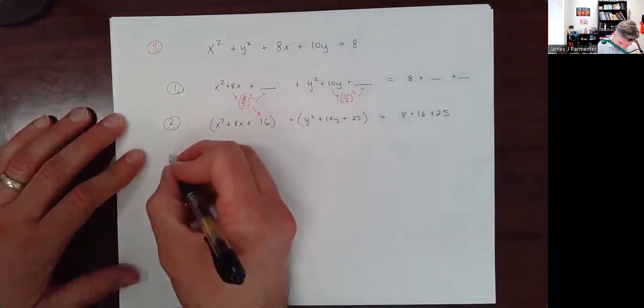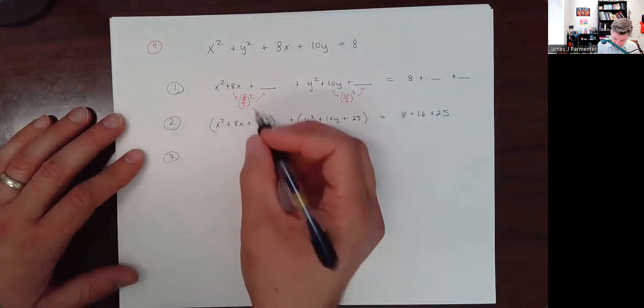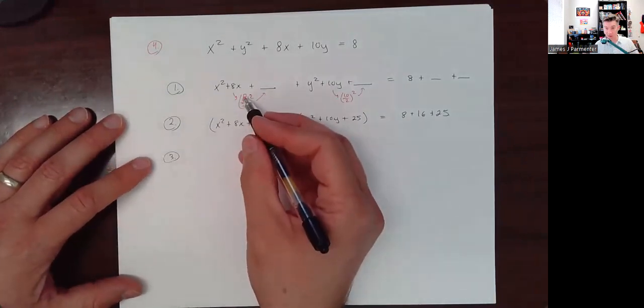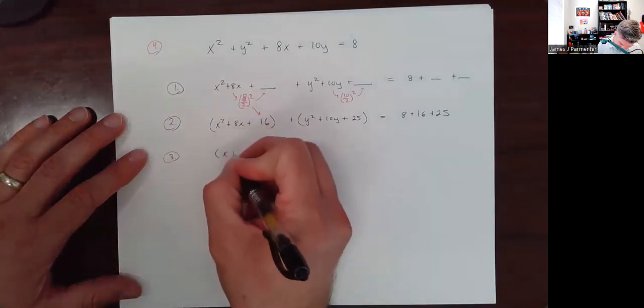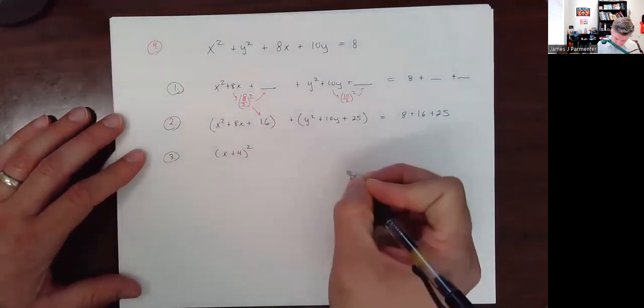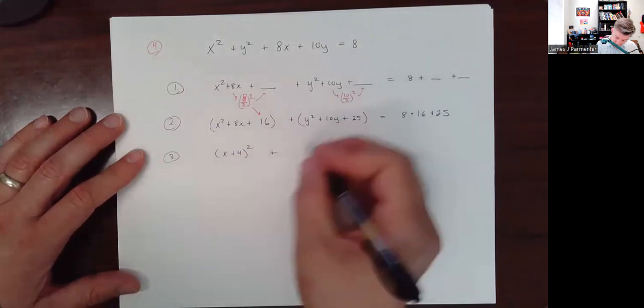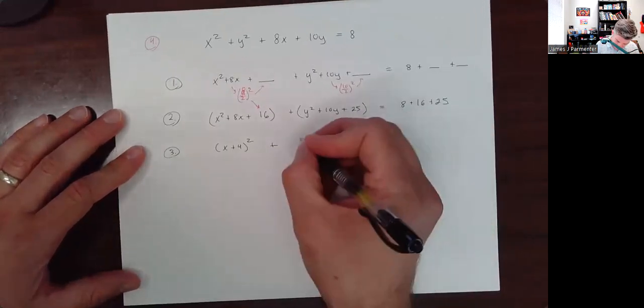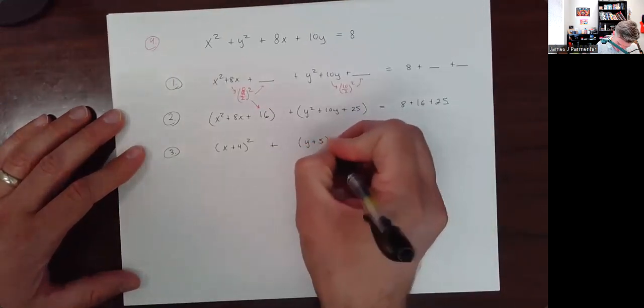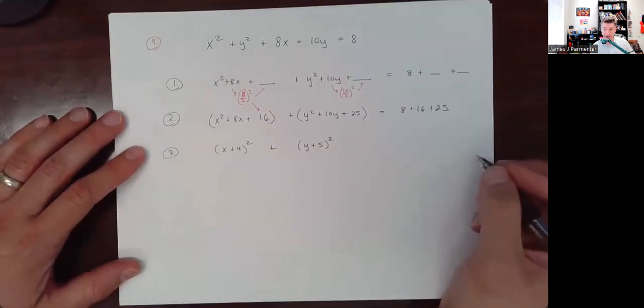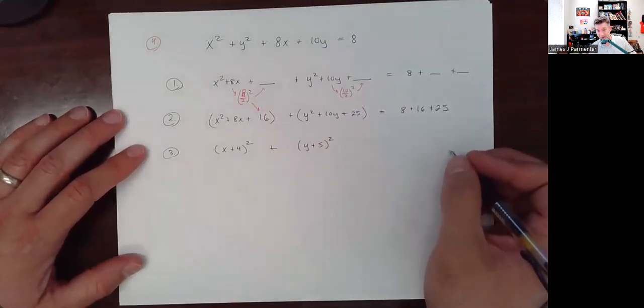And this is exactly going to factor as, well, 8 over 2 is positive 4. So it's going to be x plus 4 squared. Plus 10 over 2 is positive 5. y squared plus 10y plus 25 is going to factor as y plus 5 squared, or y plus 5 times y plus 5. But I don't really want to write it that way.